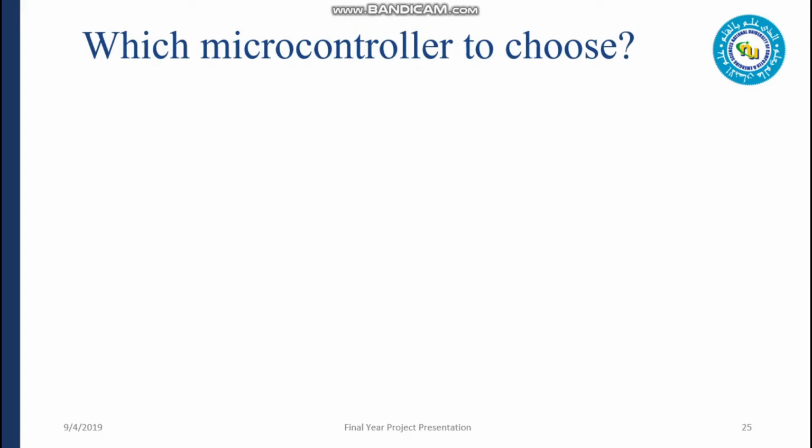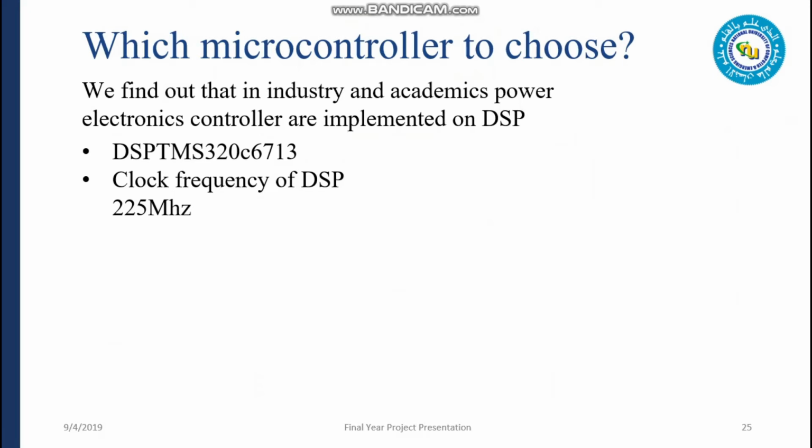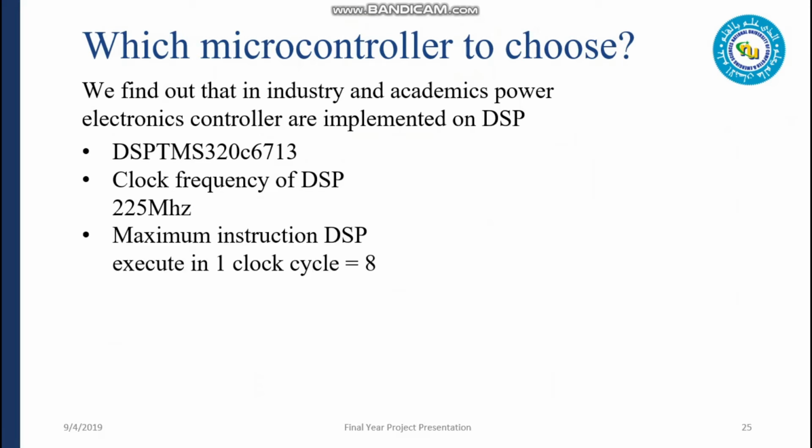So now we have to find which microcontroller to choose. We have studied the architecture of a lot of microcontrollers to match our selection criteria. After studying thesis papers and consulting with different people, we found that in academia and industry, the DSP is being used to implement power electronics projects. We found that a DSP is available in our university, the TMS320C6713, whose clock frequency is 225 MHz, and the maximum number of instructions this DSP can execute in one clock cycle is 8. So the speed of the DSP is 1,800 million instructions per second.